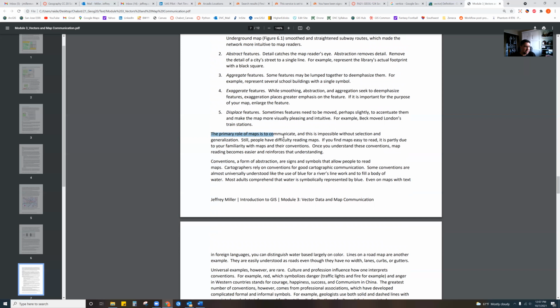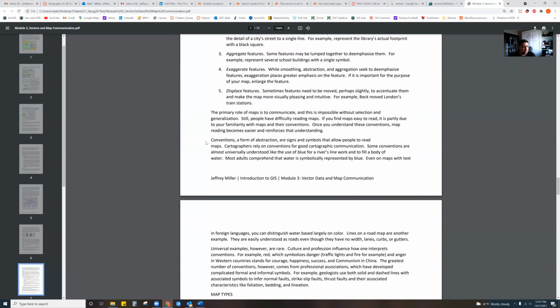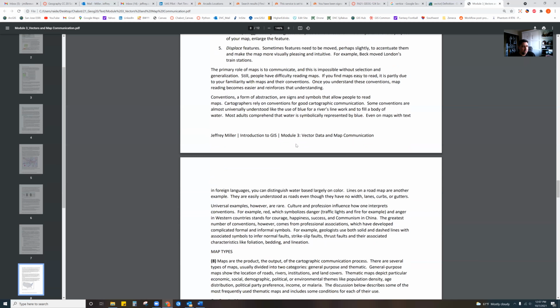Again, there's a lot in this section that talks about this. The primary role of maps is to communicate, actually. And so, without selection, this is important, without selection and generalization. So let's see. Oh, conventions. I do want to talk about conventions quickly here.